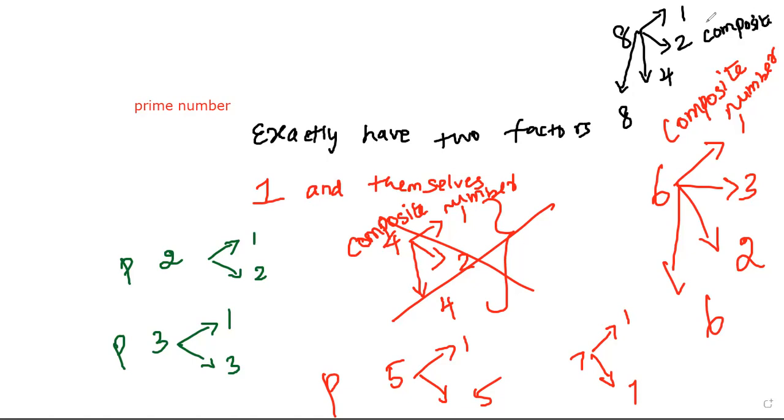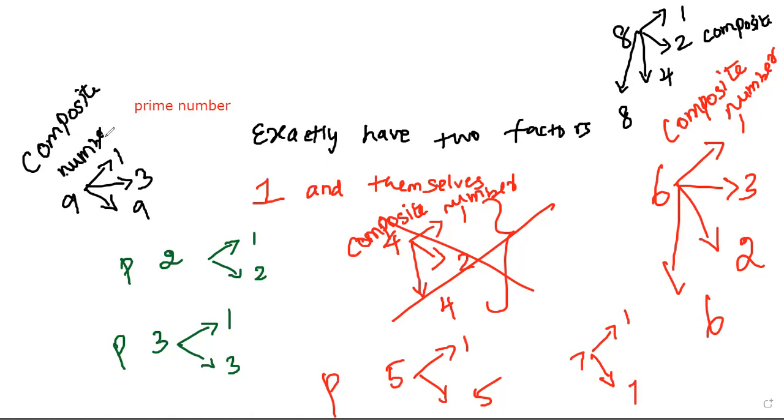Similarly, take 9. 9 goes in the 3 table. 3 threes are 9. So this also has more than 2 factors. So if you have more than 2 factors, you have to call such a number a composite number. Okay, please note it down. Note it down faster.